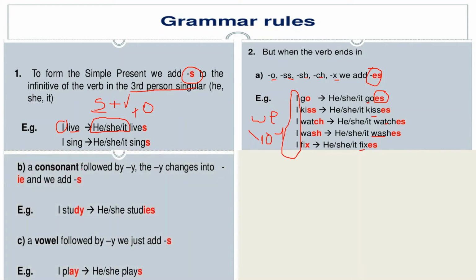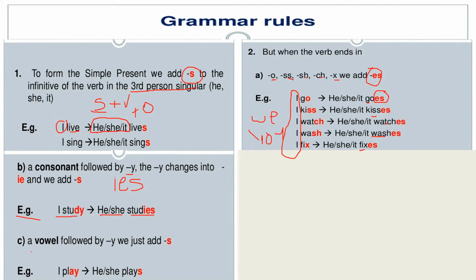The third rule that we need to understand: a consonant followed by y, that y changes into ie, and we will add s as well. What does that mean? We need to add ies whenever a word ends in consonant plus y, right? Here is an example: I study, right? And if we are transforming it into third person singular, it will be he, she studies, ies.